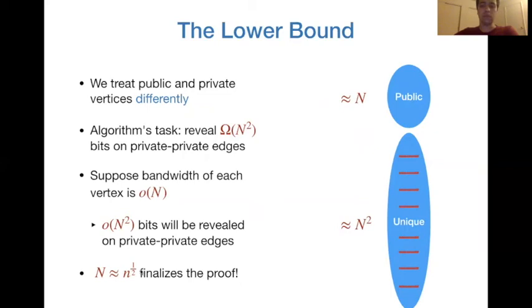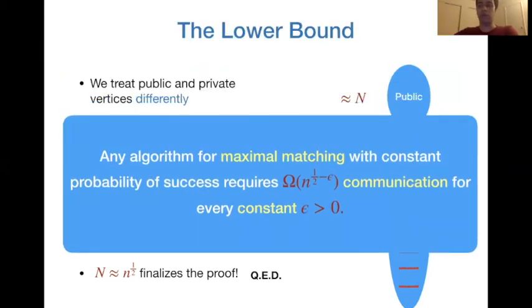Now notice that this graph has n square vertices with a capital N square vertices, and when we reparameterize, we get a lower bound of square root n, essentially. And that's the proof for maximal matching.